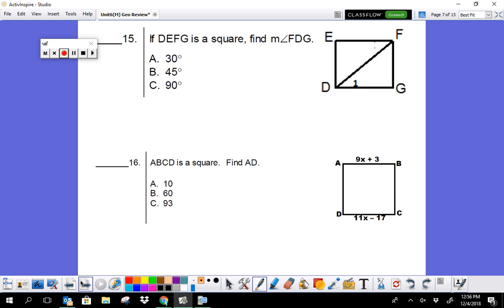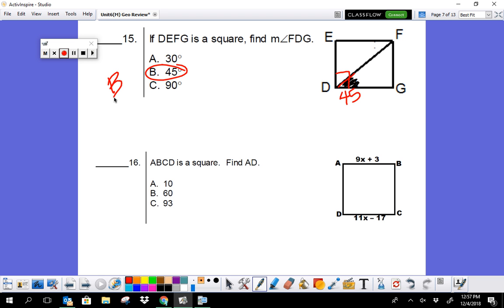Number 15, DEFG is a square, so find the measure of FDG. So that's this angle right here, okay? And what we know about a square is that this is a right angle. I also know that that angle is cut in half. And if the whole thing's 90, cut in half would be 45.